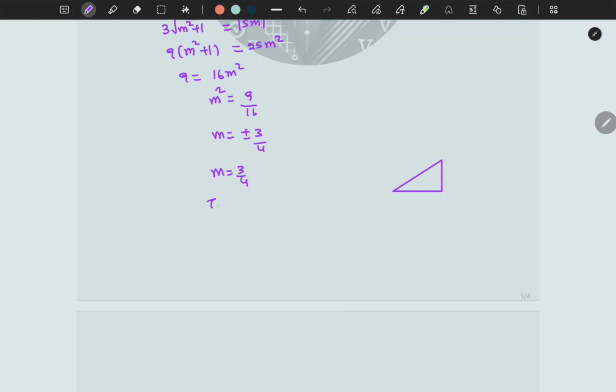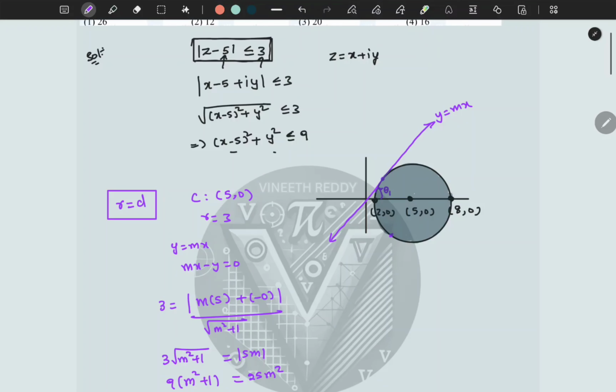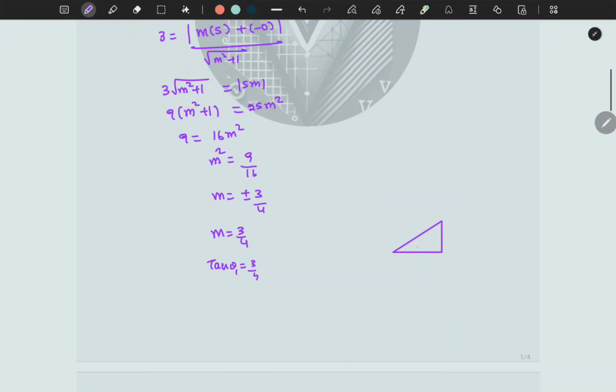That means tan theta is 3 by 4, dear students. Tan theta is 3 by 4. I think I named it as theta 1. Okay, so let us say this is tan theta 1. So tan theta 1 is 3 by 4. That means this is 3, this is 4, this is 5, right?